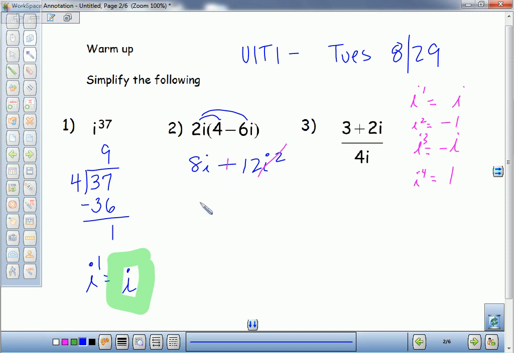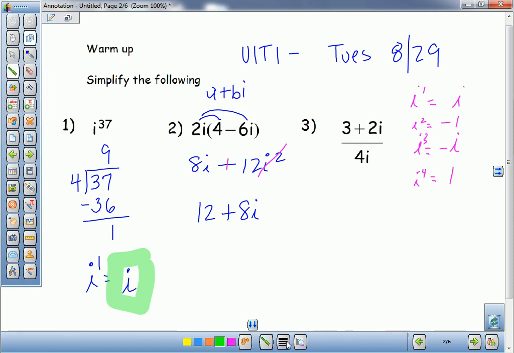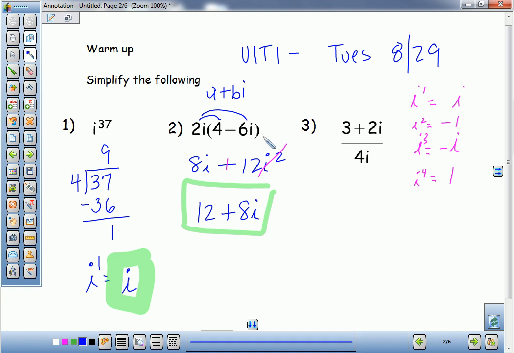To receive full credit for this answer, though, you would have to write your answer in standard form for a complex number. Remember, standard form is a plus bi form, where the real number part comes first and the imaginary part comes second. So this is the correct answer to number 2.